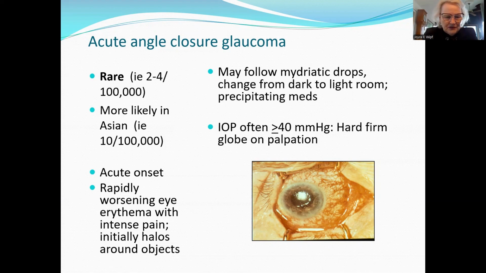Acute onset, rapid worsening of eye erythema with intense pain, initially halos around objects. It may follow mydriatic drops into the eye, a change from a dark to a light room, and other precipitating medications. The intraocular pressure is markedly elevated, often above 40 millimeters of mercury, and can be as high as 80. And it's a hard, firm globe on palpation. The classic teaching talked about palpating the eye. This is, of course, on surgery, and then just intense redness of the eye. But this is an emergency.